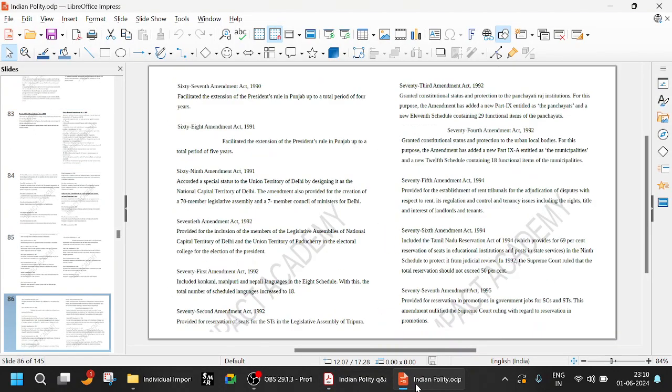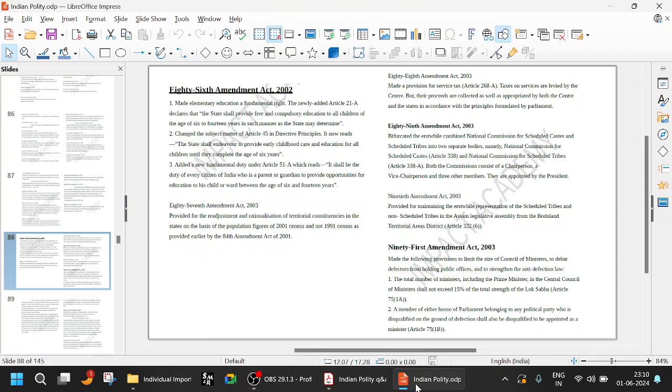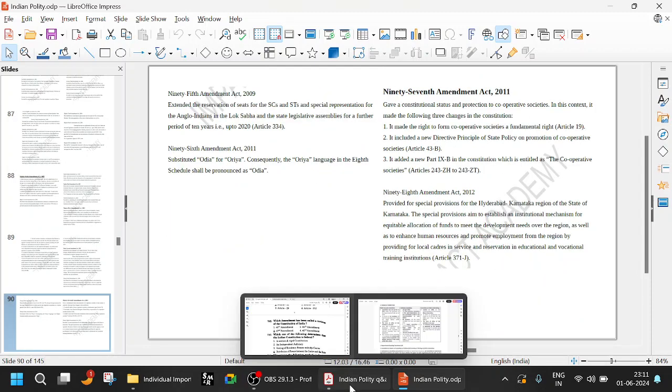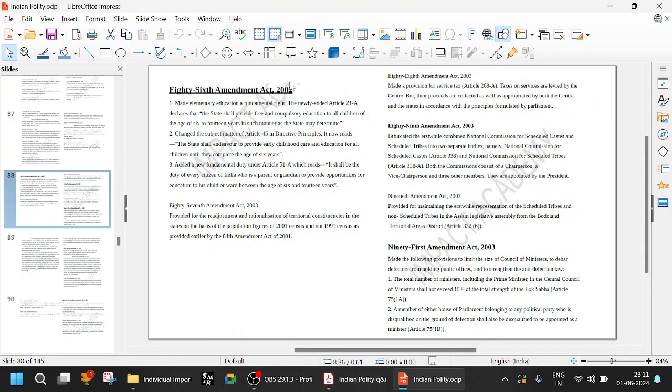The 86th is also important. The 86th is the right to education, I've told you many times. The 86th added Article 21A, changed the subject matter of Article 45 and added 51A subpart K. And the 97th, we've seen, is about cooperative societies. Remember, the 86th Amendment Act is 2002.